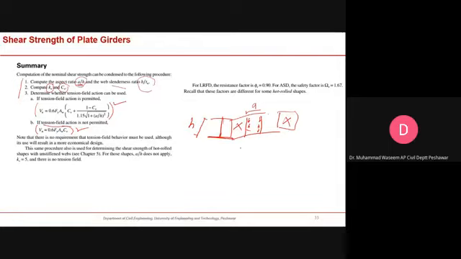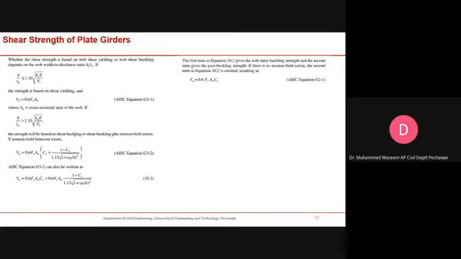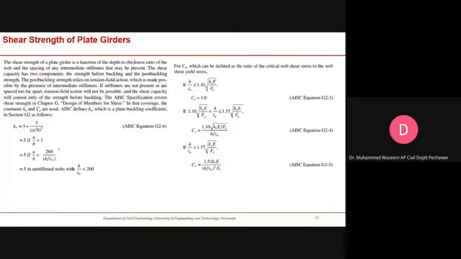So what is this tension field? You have to check that. This is how you are going to proceed. First, you have to check the A by H value, the aspect ratio. KV is the plate buckling coefficient. You can find it by this equation. But if the aspect ratio is greater than 3, then this value will be 5. This value will still be 5 if the A by H value is greater than this factor.